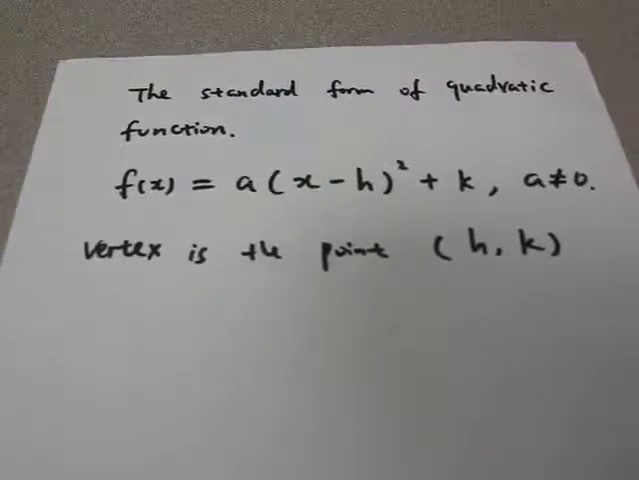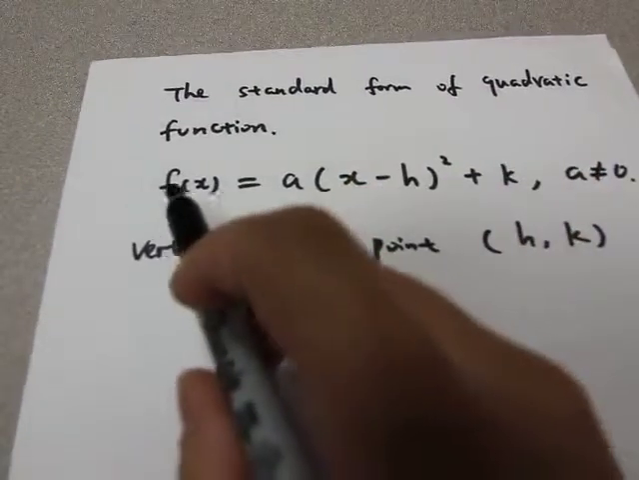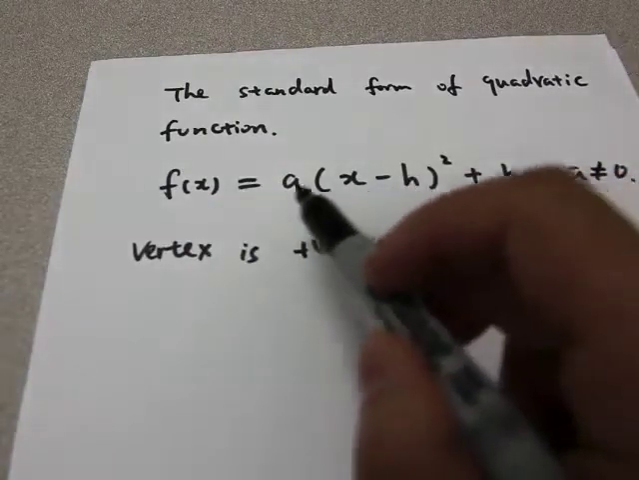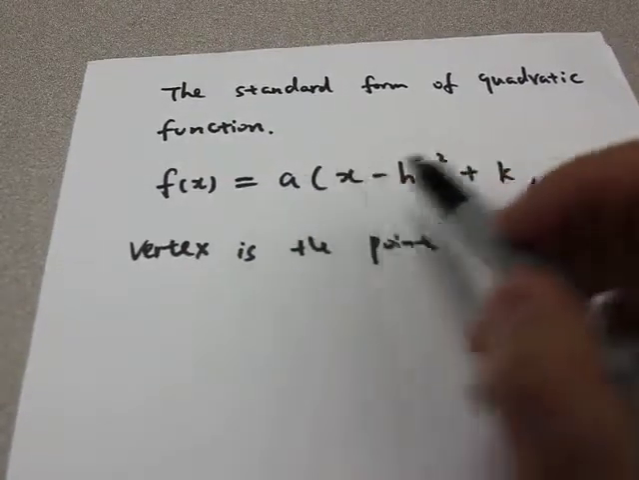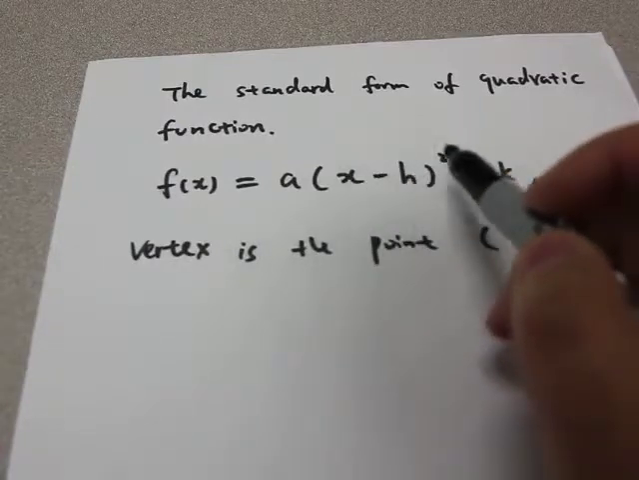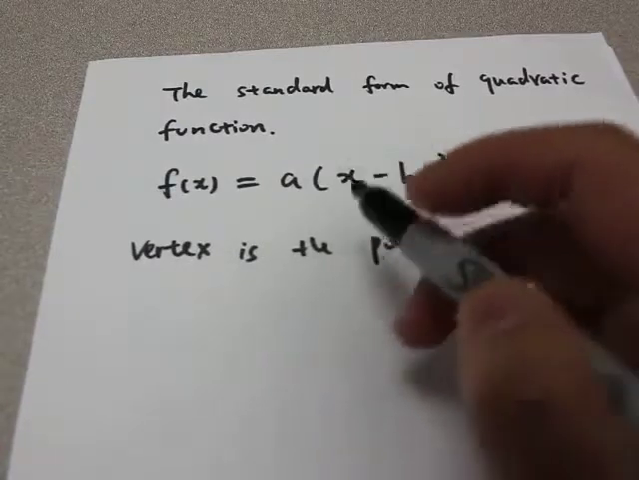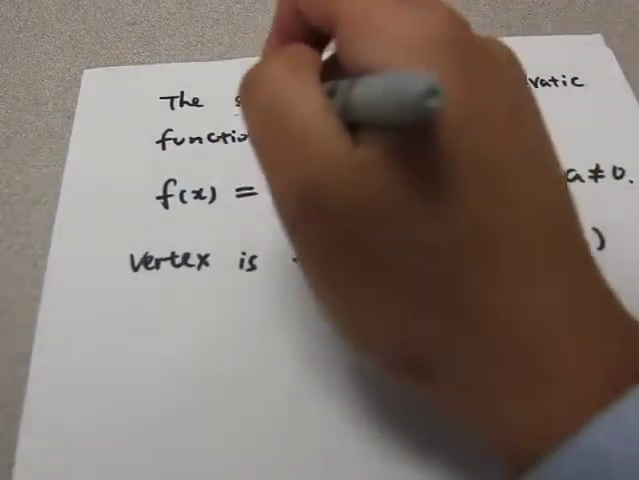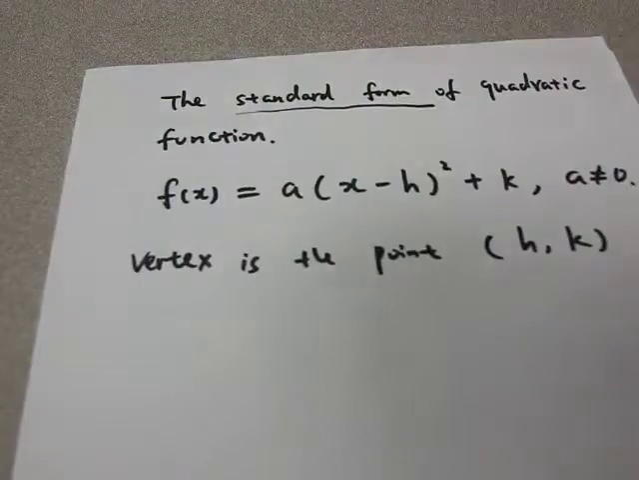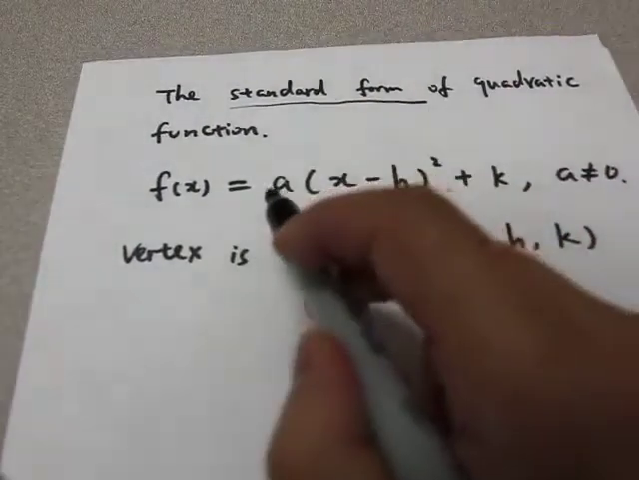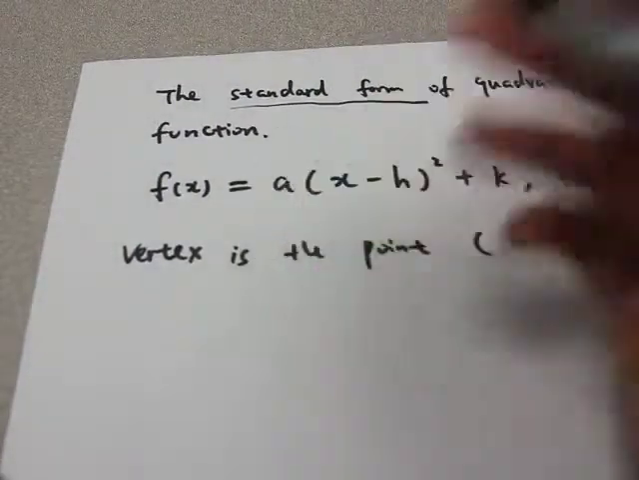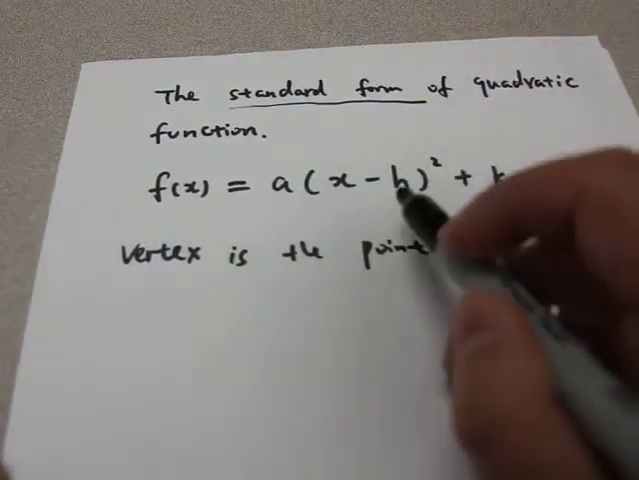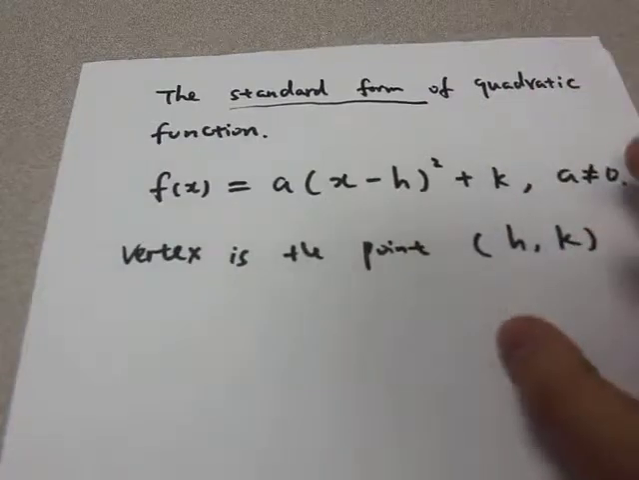In our previous example, when the quadratic function is written into this form, a times a parenthesis x minus some number squared plus another number, this form is what we call the standard form of a quadratic function. Here, a is any real number except 0, and h and k can be any real number.